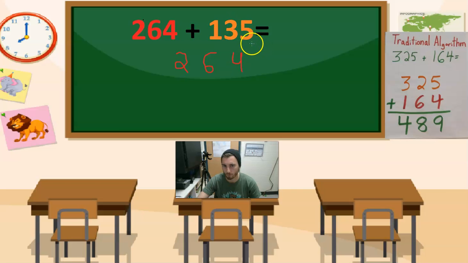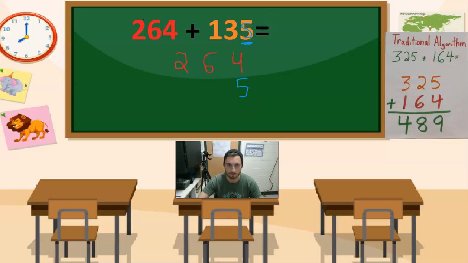I'm going to always start in the ones place value. I'm going to say, okay, this is my ones. Where's my ones in this number? And that's my 4. So I'm going to put the 5 underneath my 4. We have 4 ones and 5 ones.